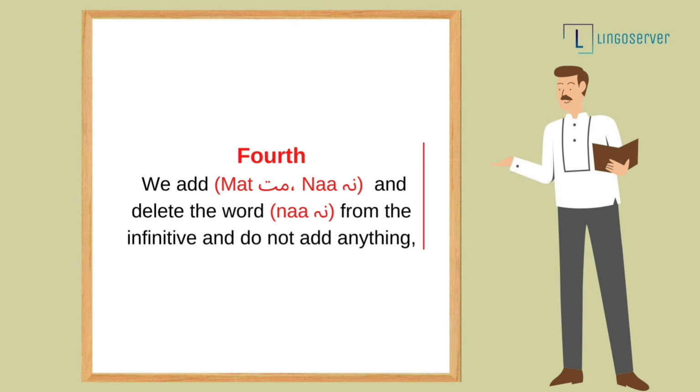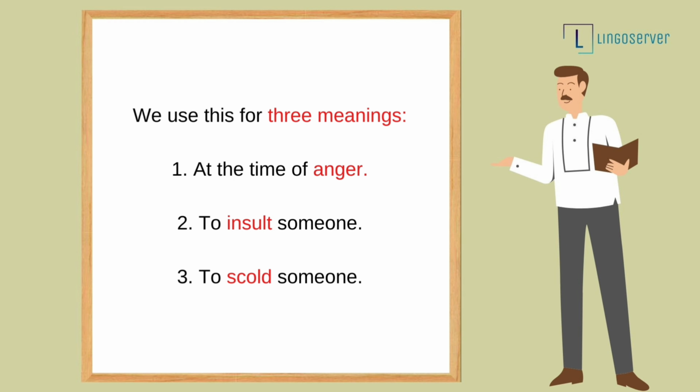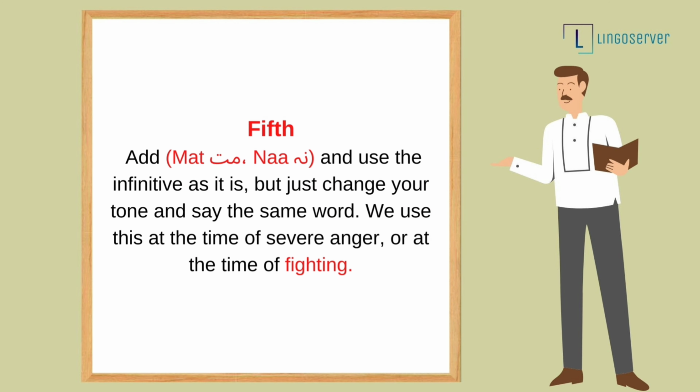Likewise, we learned the fourth way, that is, we add mat or na and then delete the word na from the infinitive. After that, we do not add anything. And this is used for three meanings. Number 1, at the time of anger. Number 2, to insult someone. Number 3, to scold someone. Likewise, we have learned the fifth way, and that is, add mat or na and then use the infinitive as it is, but just change your tone and say the same word. We use this at the time of severe anger or at the time of fighting.